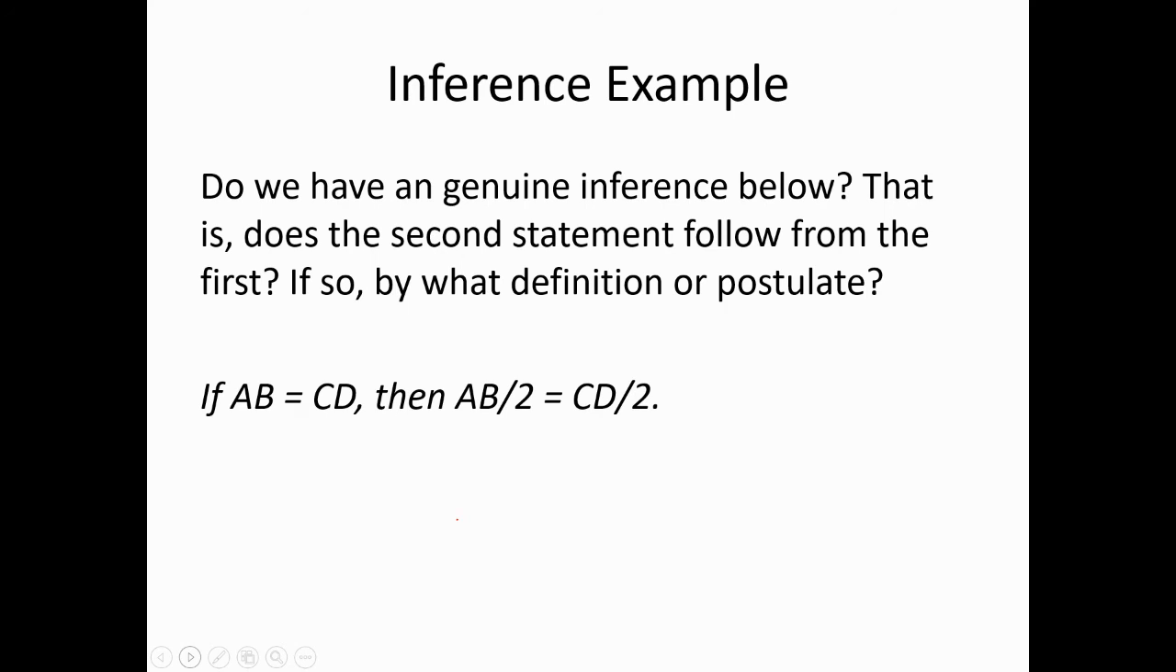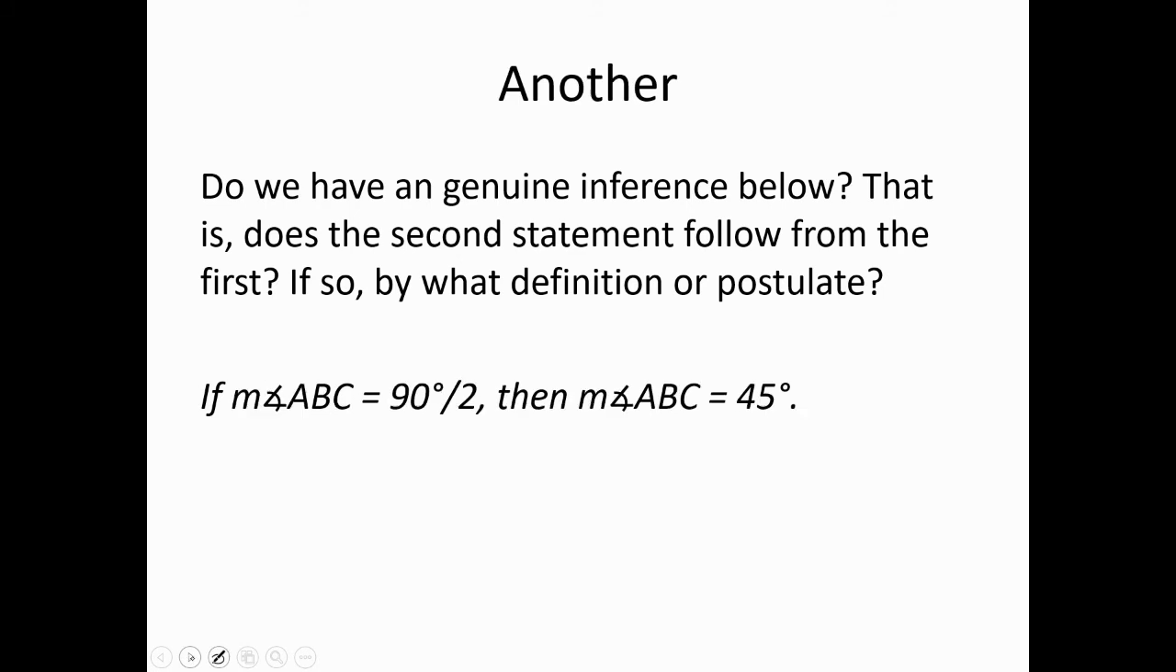So here's the first. If AB is equal to CD, then AB over 2 is equal to CD over 2. Does the statement after the word then follow from the statement before the then? That is, if AB is equal to CD, does it follow that AB over 2 is equal to CD over 2? And the answer is absolutely. Of course it follows, right? Now the question then is, what got us from the first statement, AB equals CD, to the second statement, AB over 2 is equal to CD over 2? And notice what happened as we went from the first to the second. We divided both sides by 2. And that's what division allows us to do.